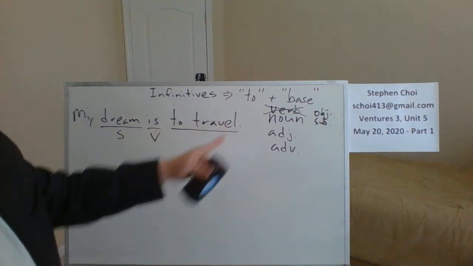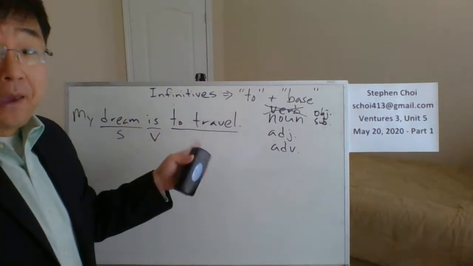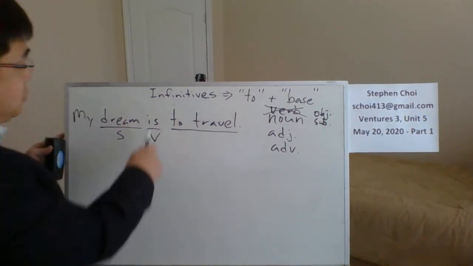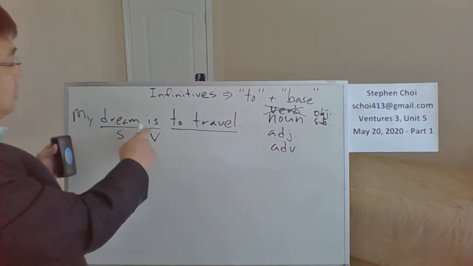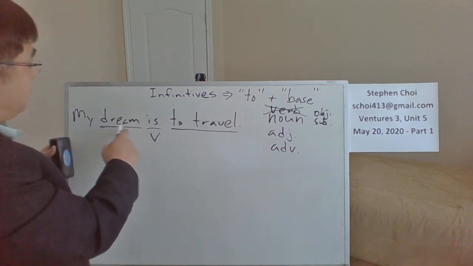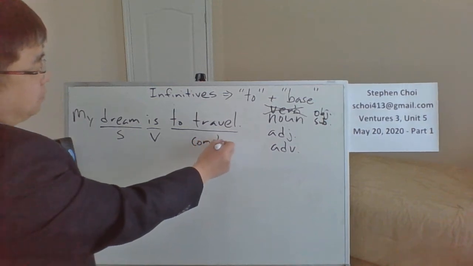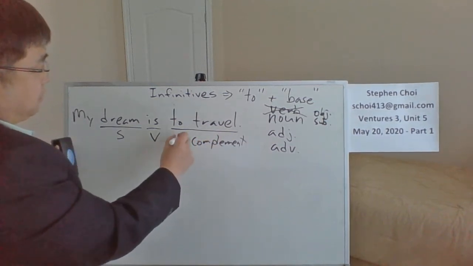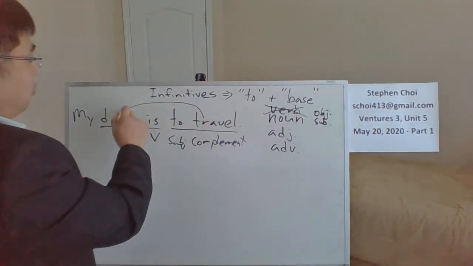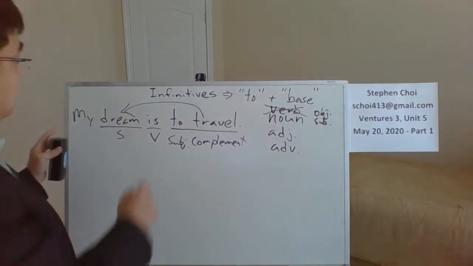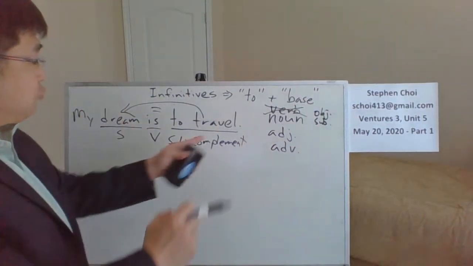What's "to travel"? What's that infinitive in this sentence? Is that the direct object? It's in the same spot or same order as the direct object, but when you use a linking verb like "is," like the be verbs, which is not a transitive verb, as in "My dream is to travel," this is what we call a complement. Specifically, it's a subject complement. So what it does is this "to travel" renames the subject. The dream and to travel, they're equal.